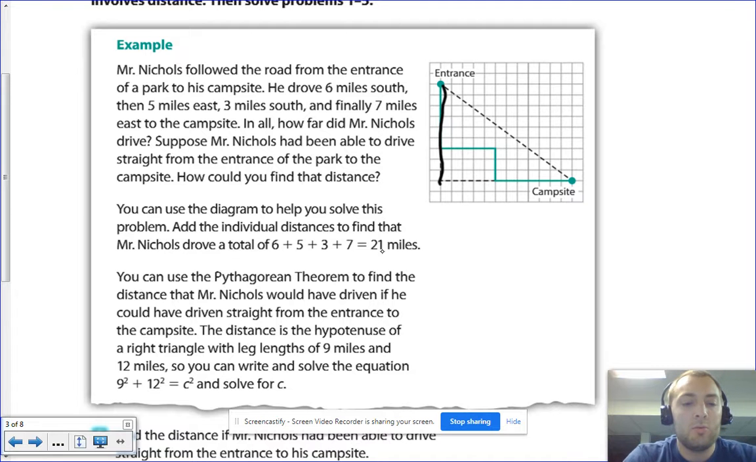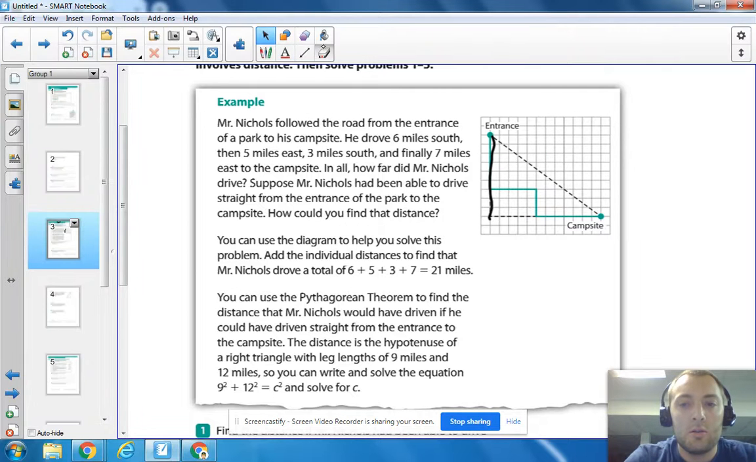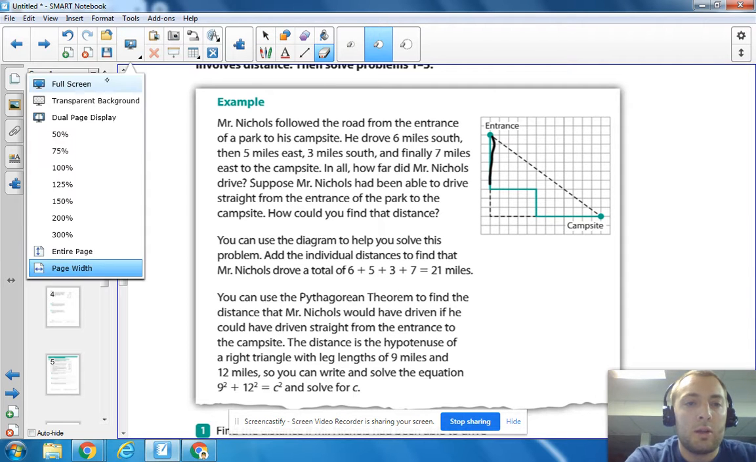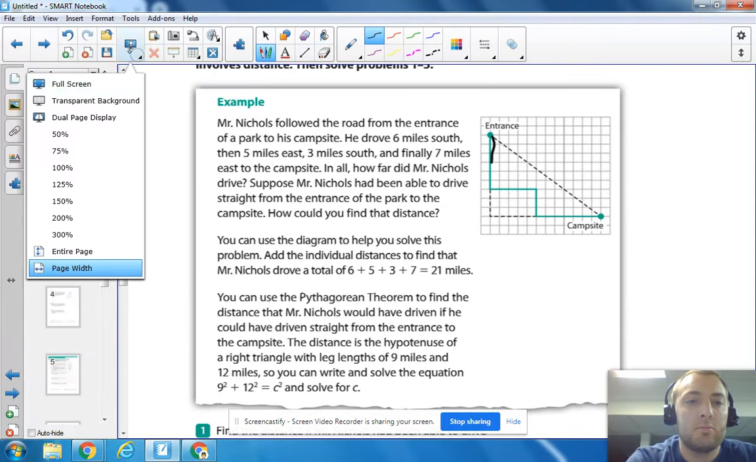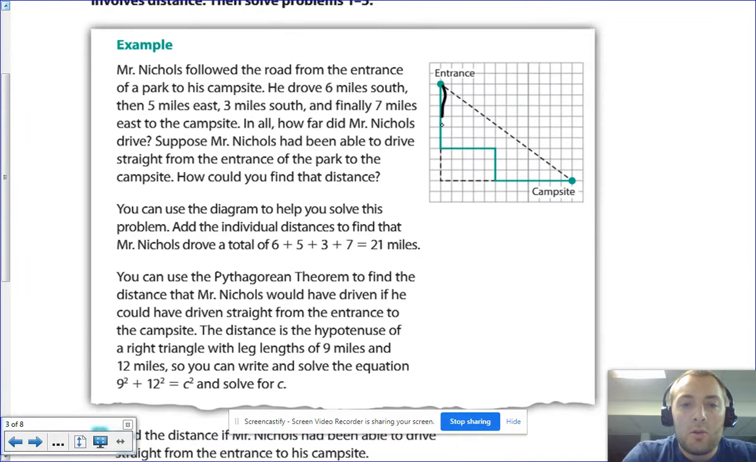Oh, whoa, I need to erase that. Put that back up there. 6 miles south. Now I'm all messed up. 3 miles or 5 miles east, so 5 east, 3 south, and then 7 miles east, and ended up at the campsite. So we're going from the entrance to the campsite.